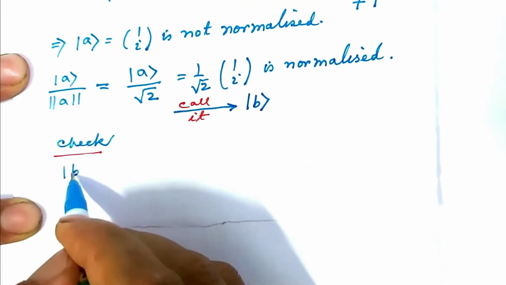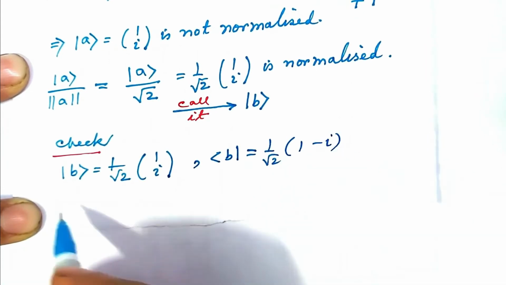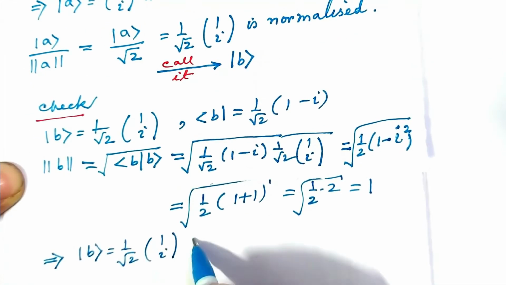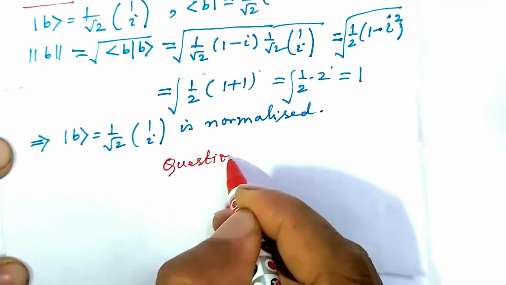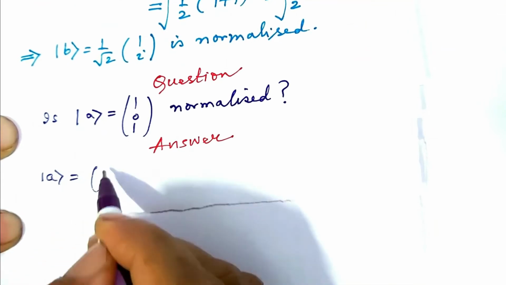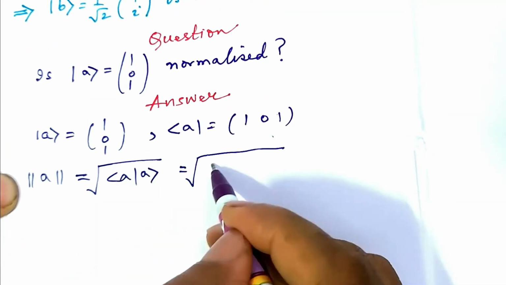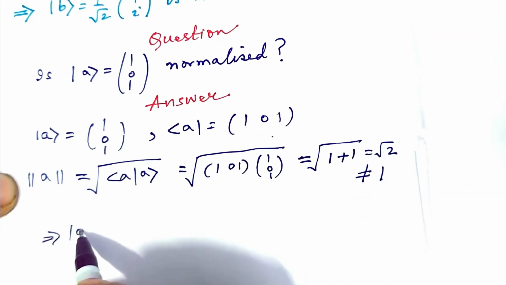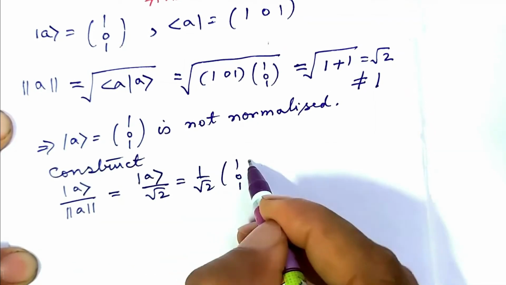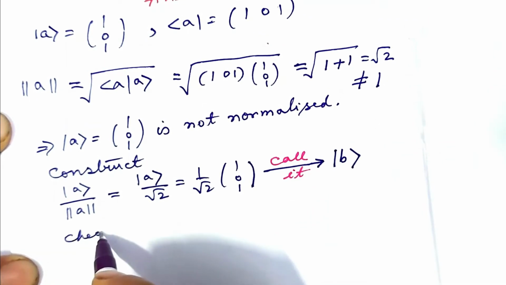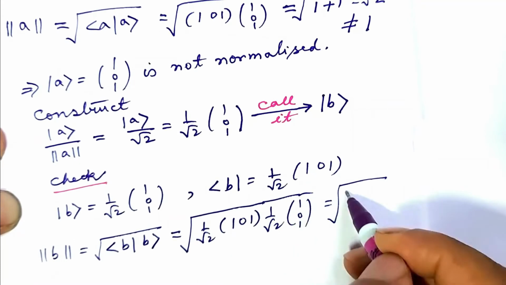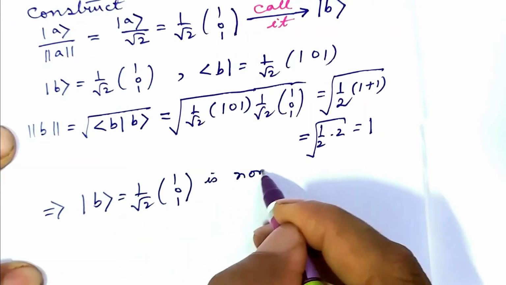Let us check. We can find the norm of ket B to be under root bra B ket B to get 1. Another question. Is ket A equal to column 1 0 1 normalized? Answer: we can find the norm and we see that it is under root 2, that is not unity. So ket A is not normalized. Let us construct ket A divided by its norm and call it ket B. Do a check. Let us find the norm of ket B and it really turns out to be unity. So ket B is normalized.